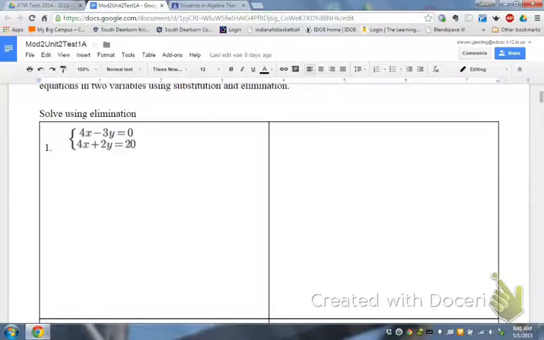So today what we want to do is review the Module 2, Unit 2 test version 1A that we took in class the other day. And we'll start by looking at number 1. Remember that the first thing we want to do, when we do elimination, our key is that we want to look for opposites.